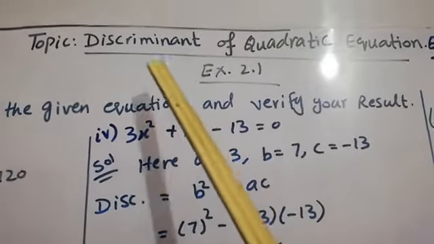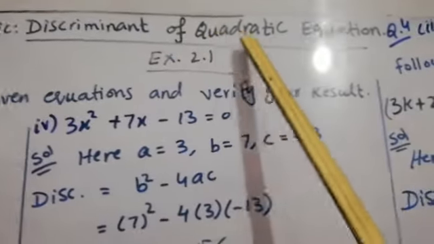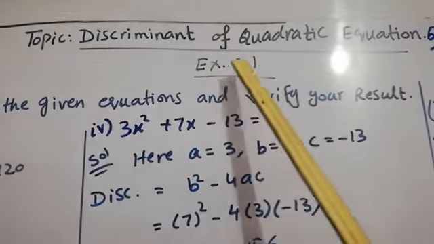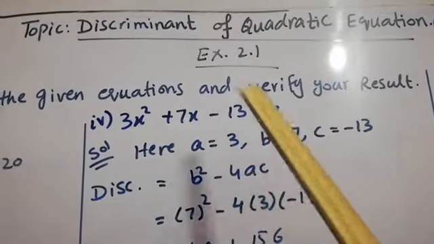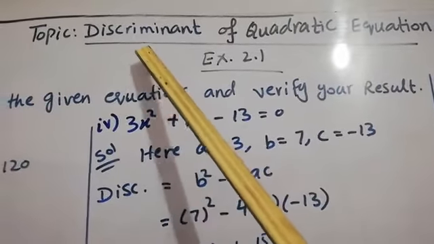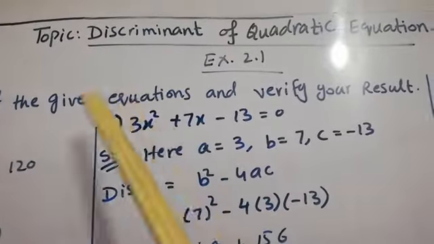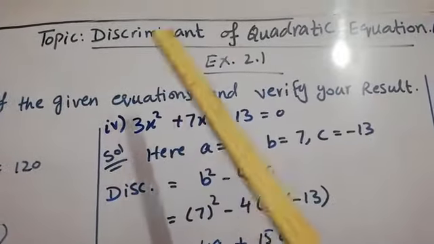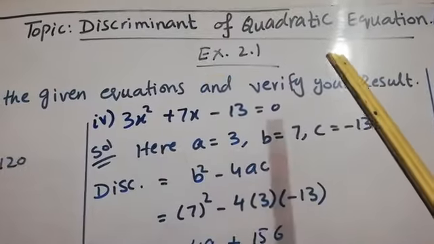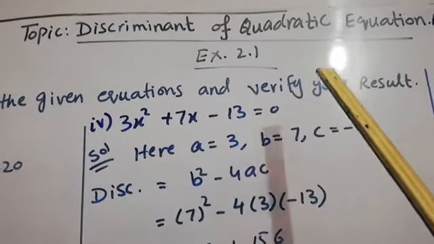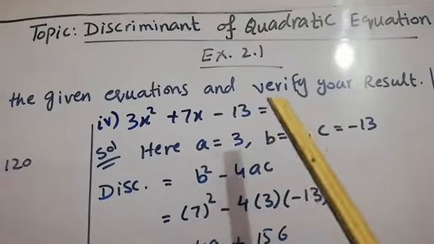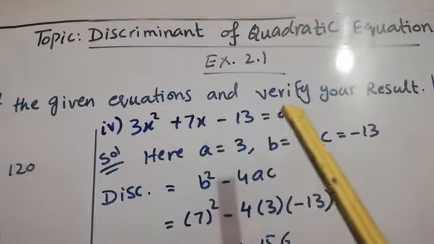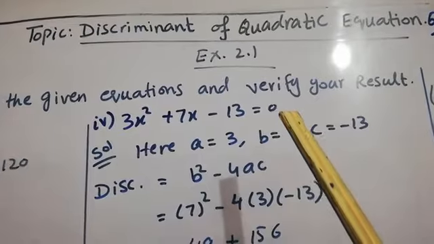Dear students, today we will discuss the discriminant of the quadratic equation, Exercise 2.1 from Punjab Textbook Board, Bahawalpur. Dear students, the discriminant is the tool or method to find the nature of the roots of a quadratic equation. What are roots? When we solve the quadratic equation and at the end write the solution set, these are known as the roots also.